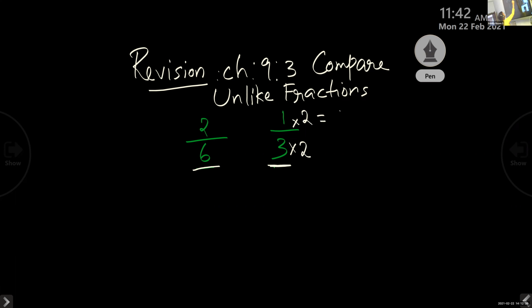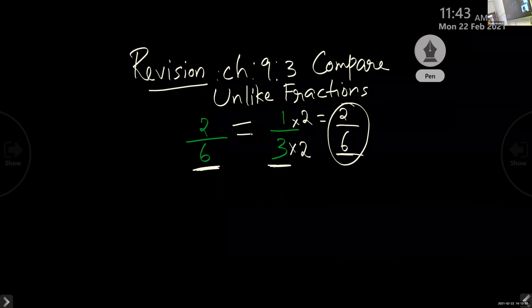So here it is 2 by 6. Now you can see the denominators are the same. So what is this? They are equal. So children, they are equal. Okay, Isha, I have a doubt.